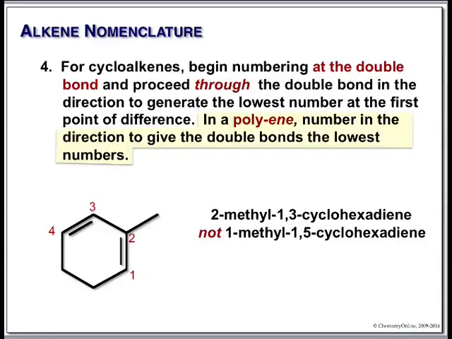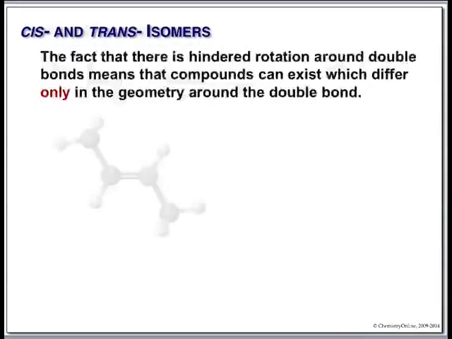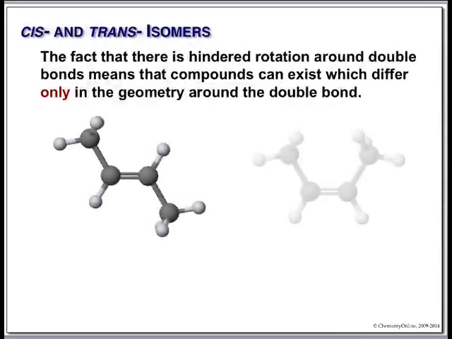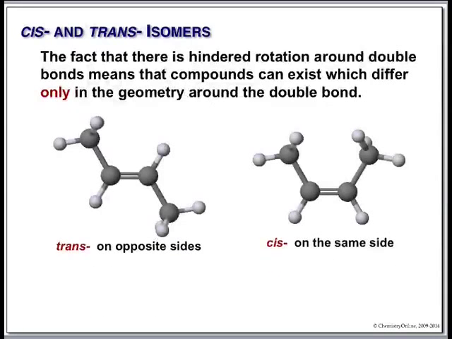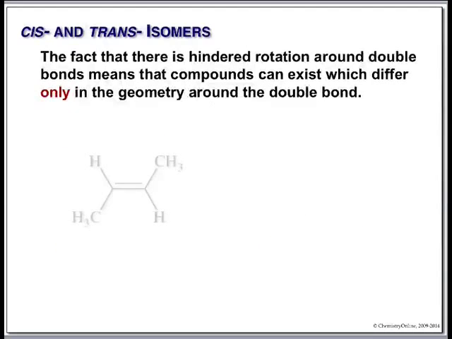All right, there's one other aspect of nomenclature we have to address. Remember we said we can have cis and trans isomers? Can't have free rotation, therefore we can have cis and trans. If they're on opposite sides, they're trans; same side, they're cis. That's really simple, isn't it?